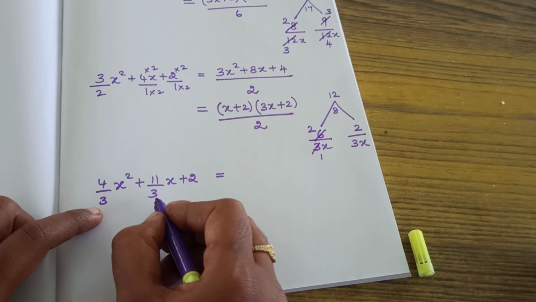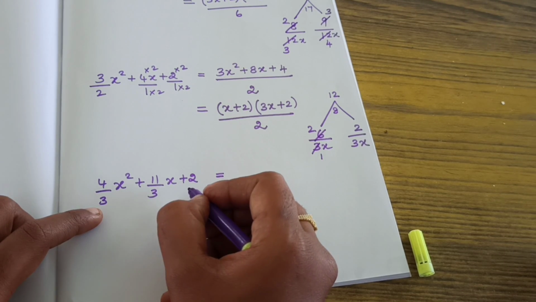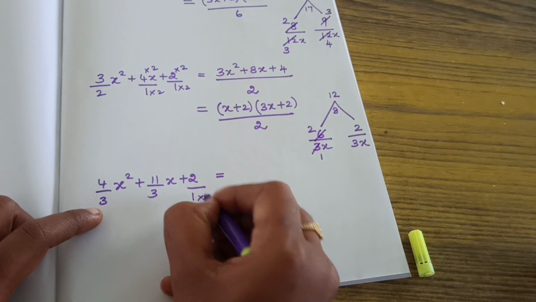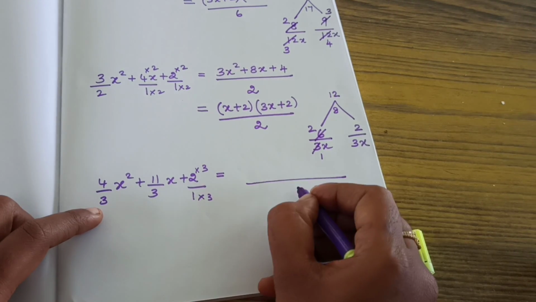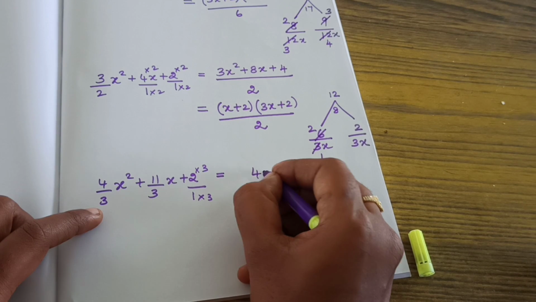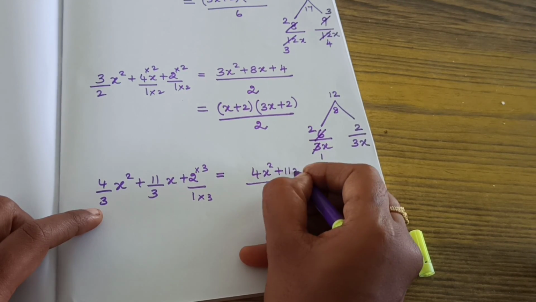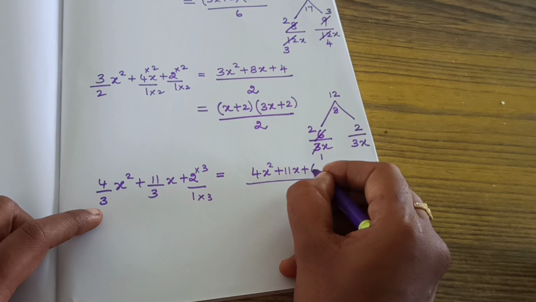Here 3, here 3. This denominator we need to make it as 3. So 1 into 3 into 3. Now like term. So 3. Here no change. 4x square plus 11x plus 2 3s are 6.